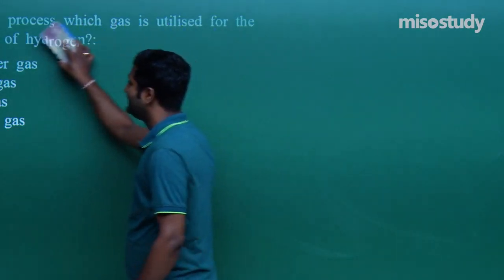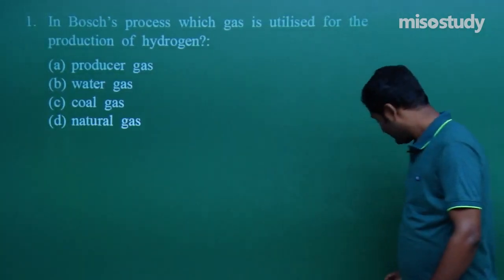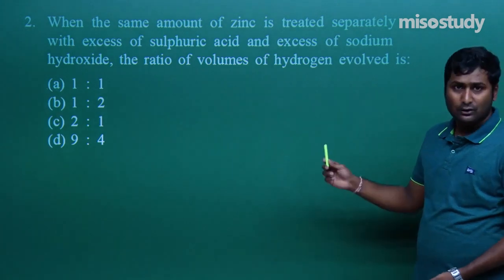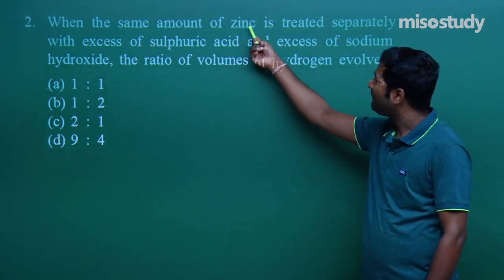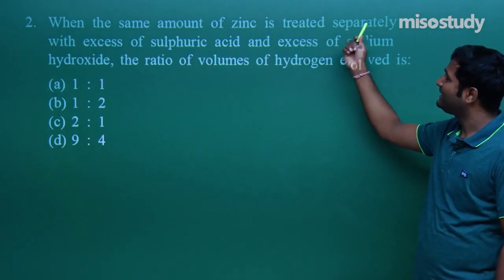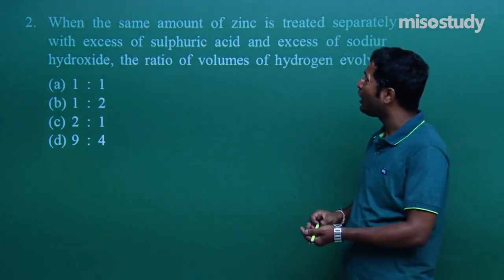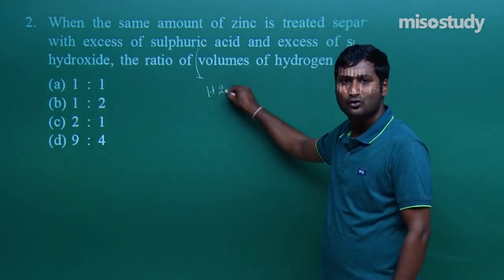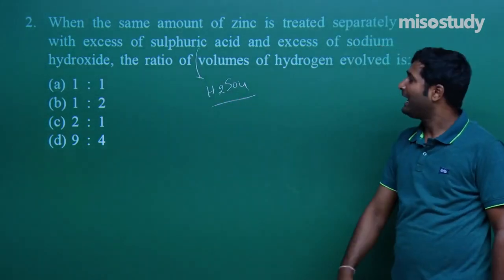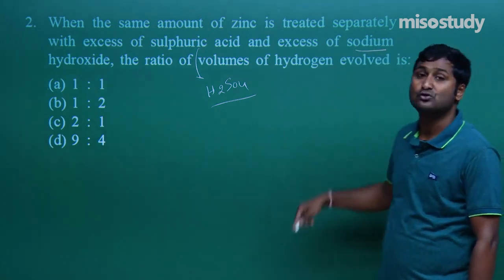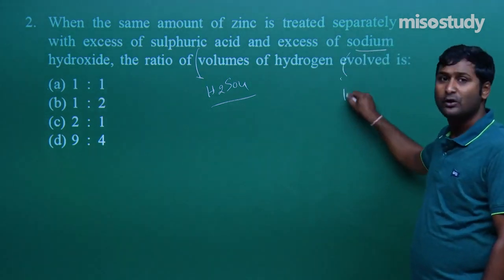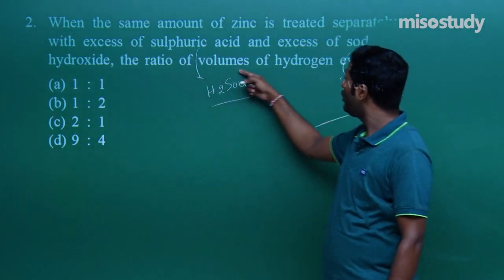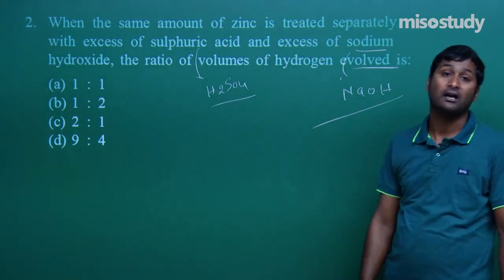What I am telling, listen carefully. That is question number 2. Clear? Look at the question. When the same amount of zinc is treated separately with excess of sulphuric acid, that is H2SO4, clear? And the next one, excess of sodium hydroxide, that is NaOH. Now, the ratio of volume of hydrogen evolved.